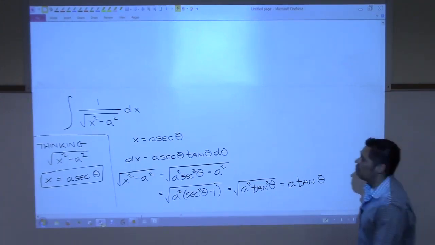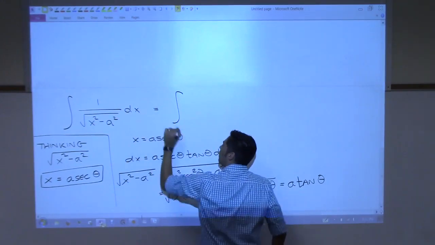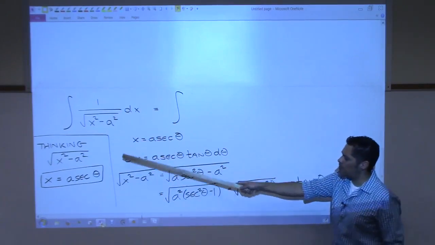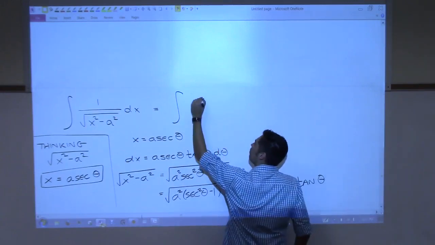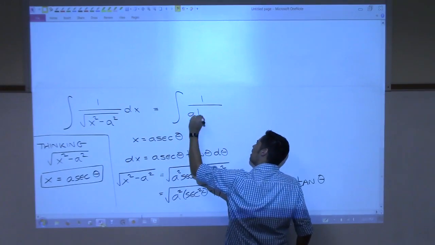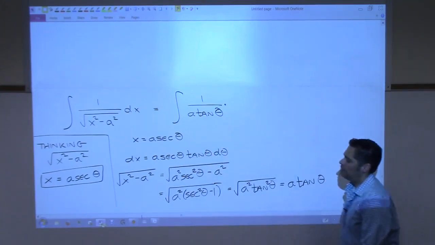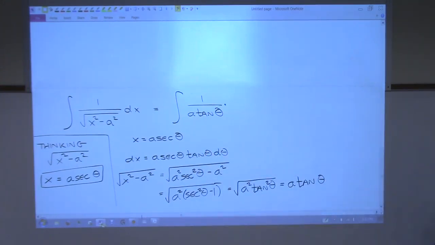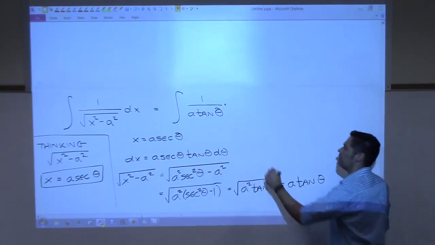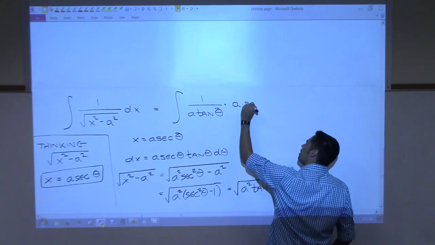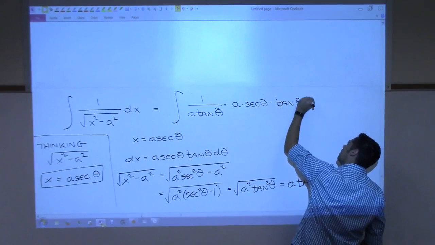Yes, so now we go and we rewrite this. This is equal to 1 over the square root thing. The square root thing is a tan theta. So 1 over a tan theta times, don't forget this part, dx, which is a secant theta tangent theta d theta.